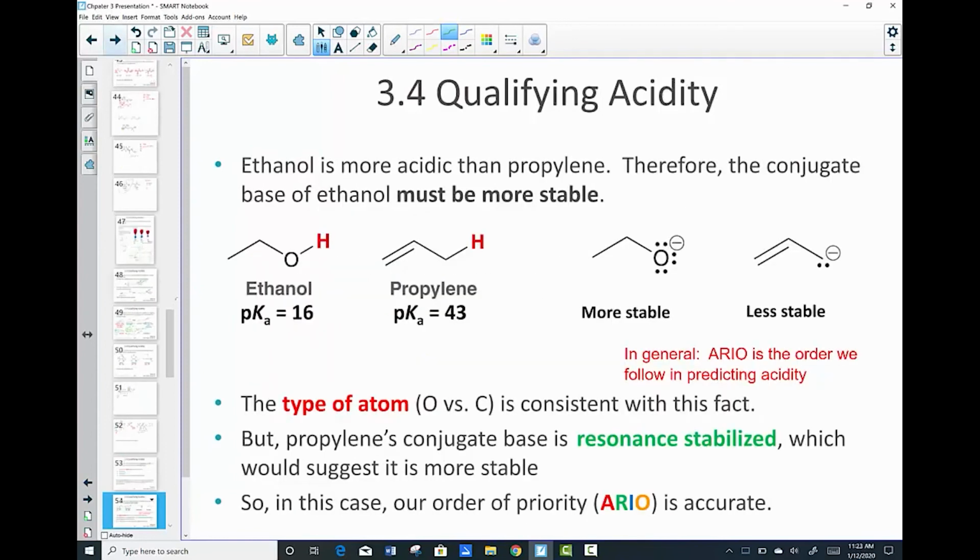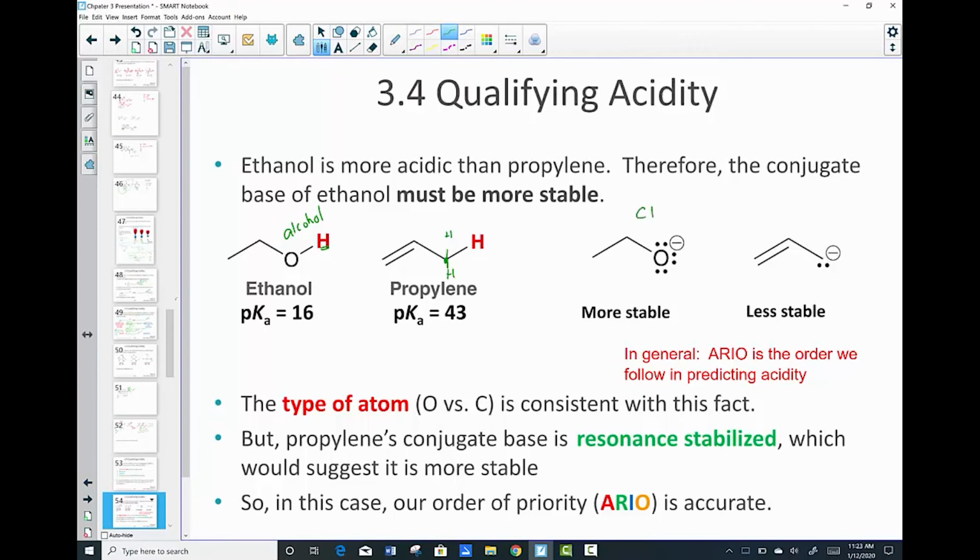So for instance, here we have ethanol, and we're going to consider propylene. Here's ethanol. It's an alcohol functional group. Here is the hydrogen on propylene. This particular carbon right here is attached to 1, 2, 3 other hydrogens. There are 3 equivalent hydrogens there, keep in mind. And its pKa is 43.